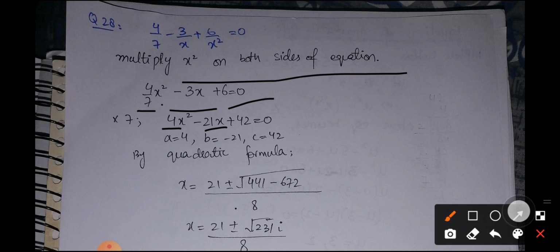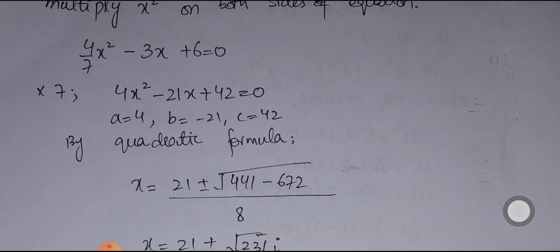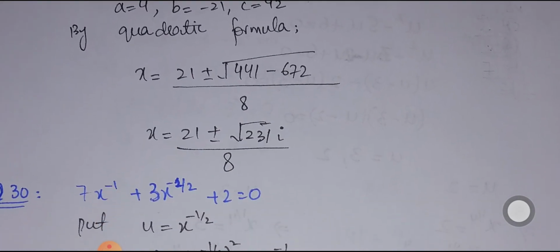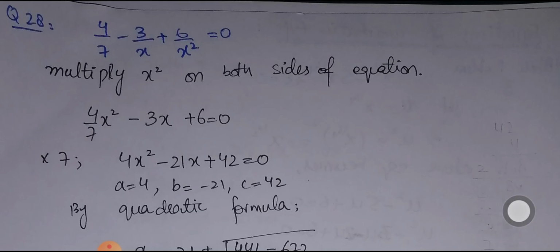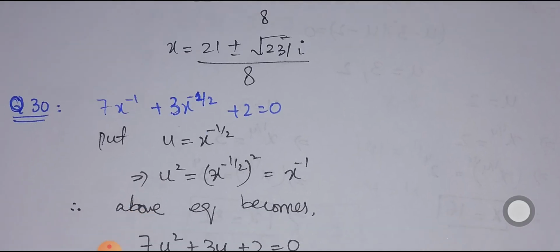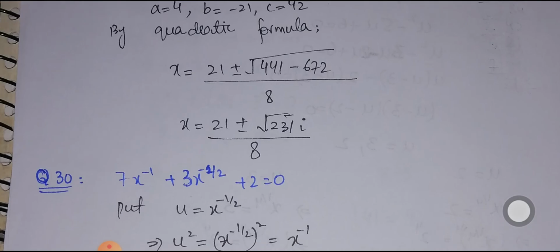Now I have applied the quadratic formula using a 4, b minus 21, and c 42, and here is the solution for this. Next, because in this case I have not performed any substitution, it is a simple question. We are not going to put the value of the variable again.